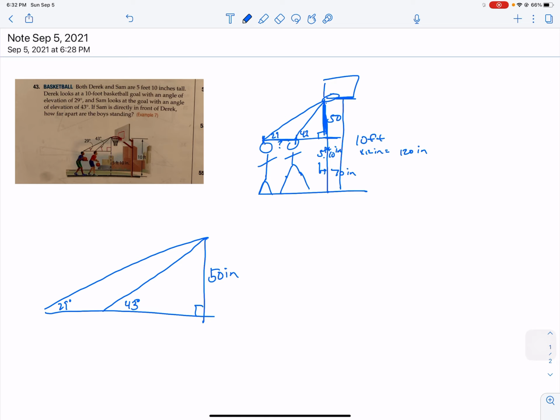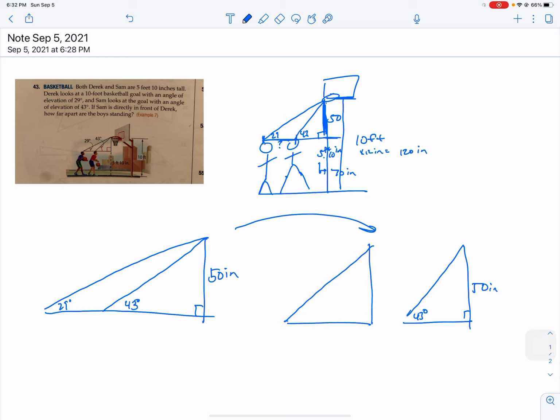To make this a little easier to see again, if I draw this as two different triangles, we have our 43-degree triangle with a 50 inside, and then we have a longer triangle here with a 29-degree angle and a 50 inside. Our goal is to find these sides here, and when I subtract them, it'll give me what's left here. To solve for that side, we have the opposite, and we're looking for the adjacent.